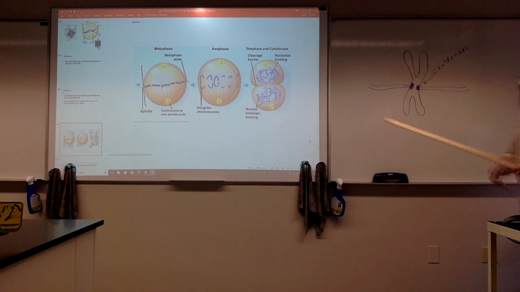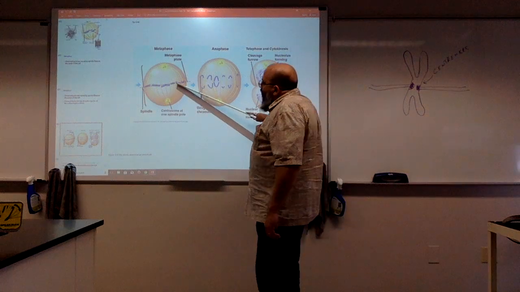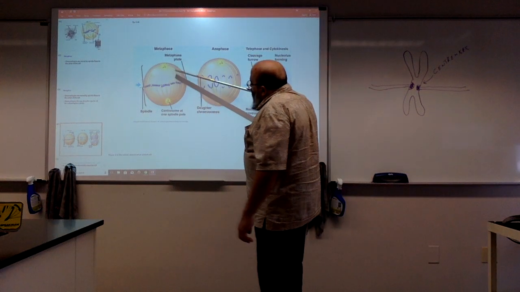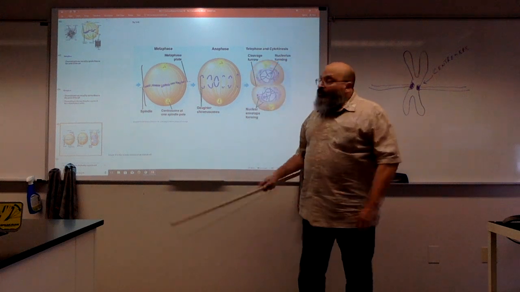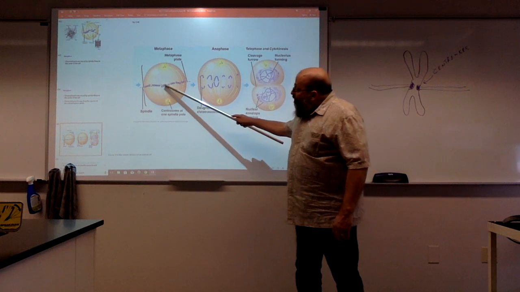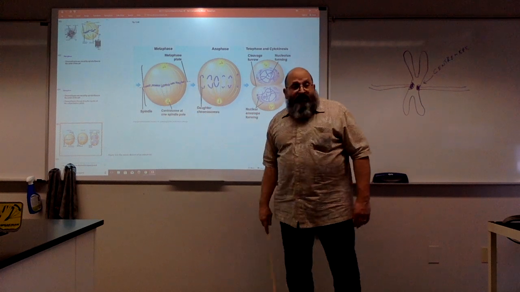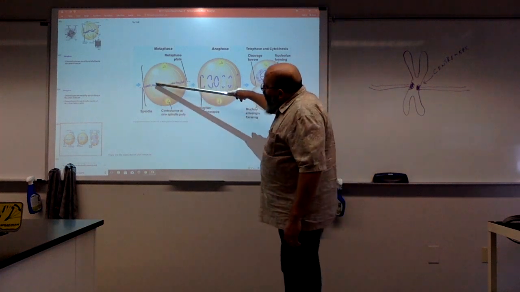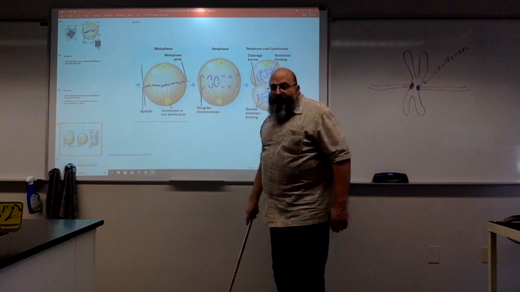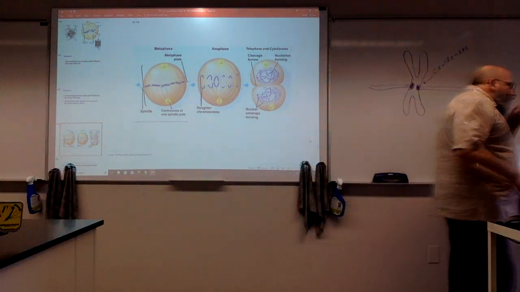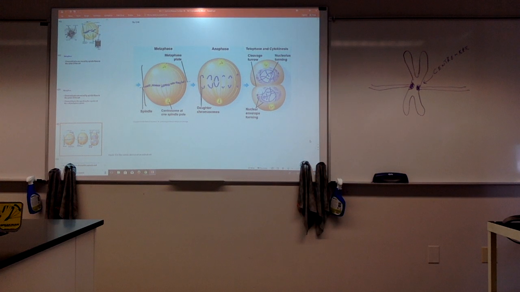So let's take a look at this. So here is metaphase right here. So these spindle fibers that are attached to the kinetochores moved the chromatids to the middle of the cell, to the metaphase plate, where with each pair, one chromatid is oriented toward one pole, and the other chromatid is oriented towards the other pole. Okay? And that's what happens during metaphase.